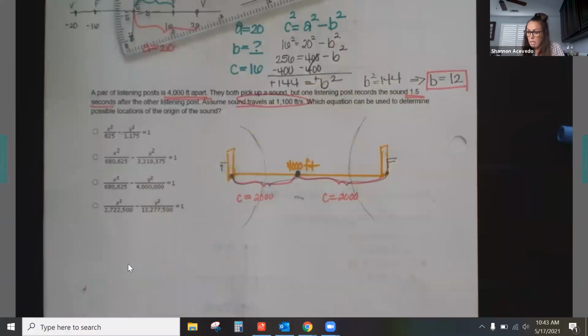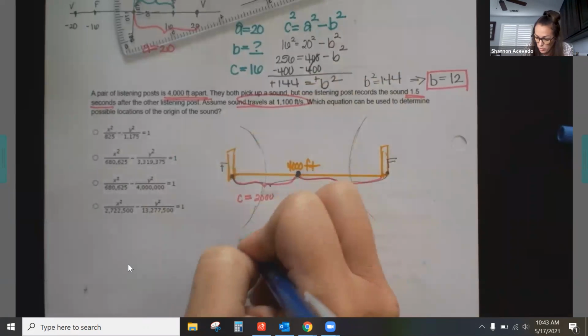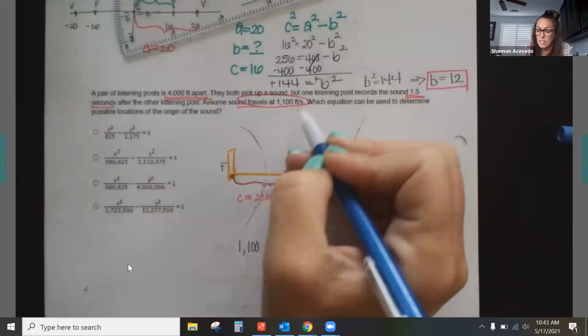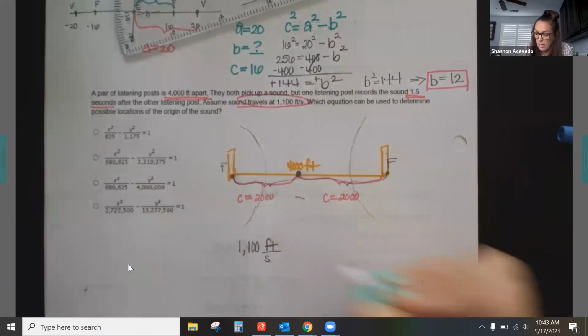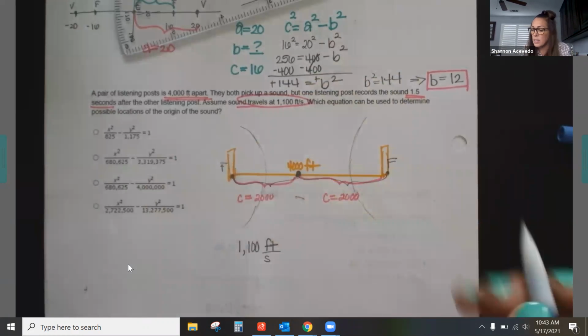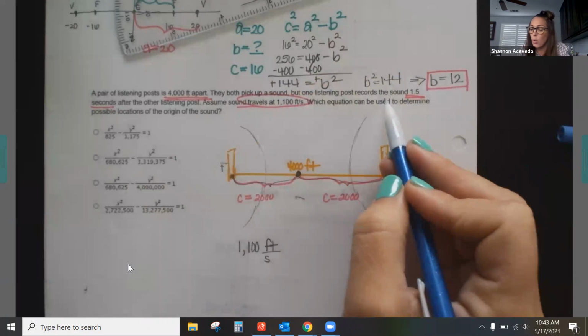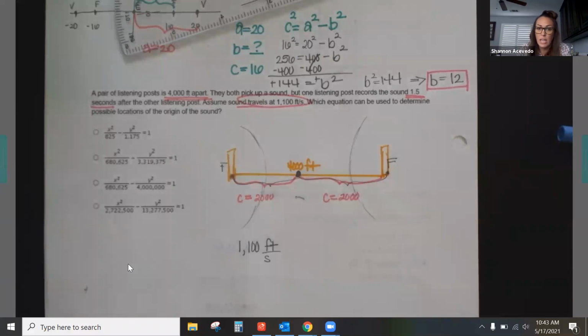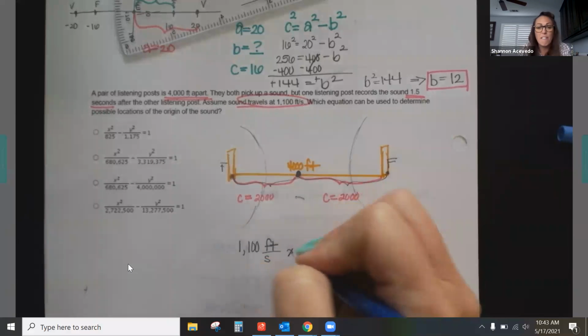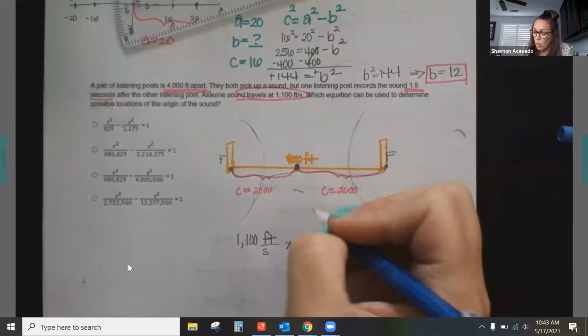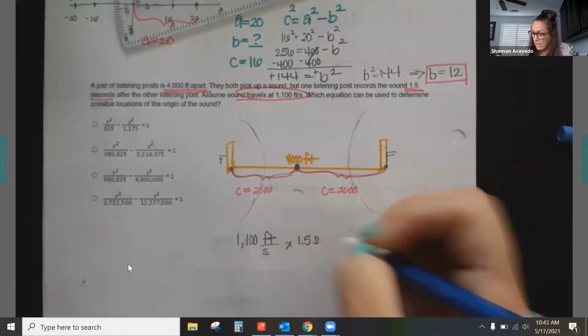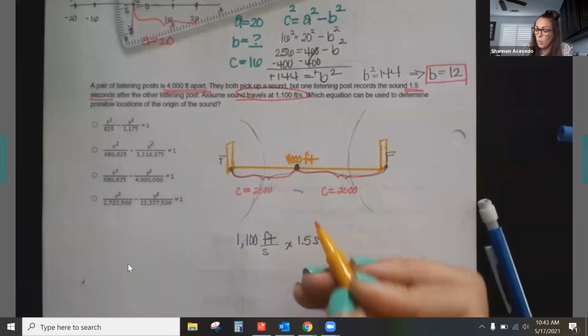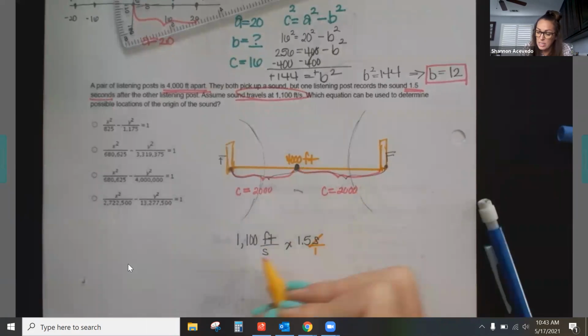I know then that sound travels at 1,100 feet per second. So I know 1,100 feet. When I say feet per second, it's feet divided by that second. So I can also write it like that if I wanted to. Why did I write it like this? Because one listening post records the sound 1.5 seconds after the other listening post. So how many feet is that going to be? So 1.5 seconds. And the reason why I wrote it like this is because when I look at it like this, it's the same thing as saying over 1, but these can cancel each other out. So I'm getting that distance.